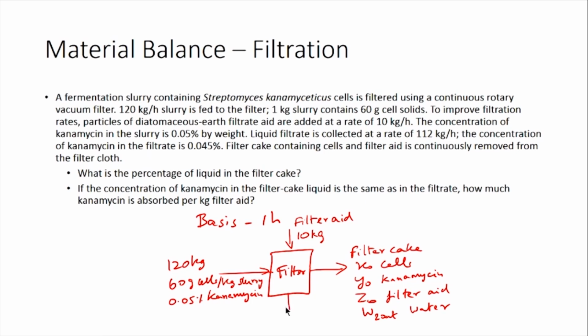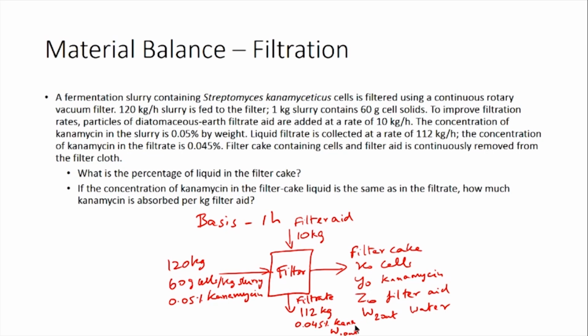So, the other stream is your filtrate. The filtrate would contain only the dissolved components and water. It has been given that the filtrate is collected at a rate of 112 kilograms per hour. So, considering the basis, I am writing this as 112 kilograms, and this contains 0.045% kanamycin and the rest is water, which I am just writing as W1 out. So, all the information that has been given in the problem has been entered into this flow chart.